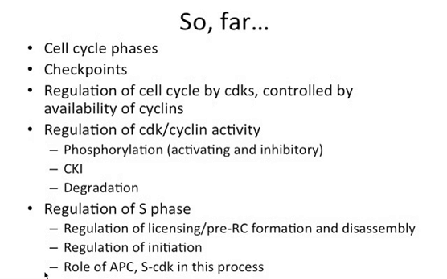Okay, so far, what have we done? We went through all the phases of the cell cycle and talked about checkpoints and the concept of CDKs controlling the cell cycle and how they're regulated by the availability of cyclins. If the cyclins are there, CDKs are active. And how is cyclin-CDK activity regulated? We talked about phosphorylation, activating and inactivating. We talked about CKIs, these inhibitors that bind to cyclin-CDKs and prevent them from functioning. And we talked about degradation of cyclins. So that's mostly where we were.